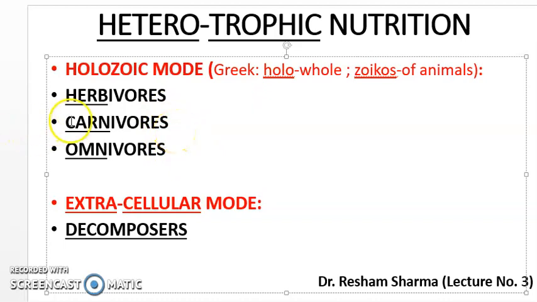Carnivores, as the word indicates, carni from the word carnal, would mean that these animals feed on other animals. So they may be parasitic. You can have a number of other kinds of relationships when you talk of carnivores. For example, a lion is a predator and it hunts down a deer. The lion is a carnivore.